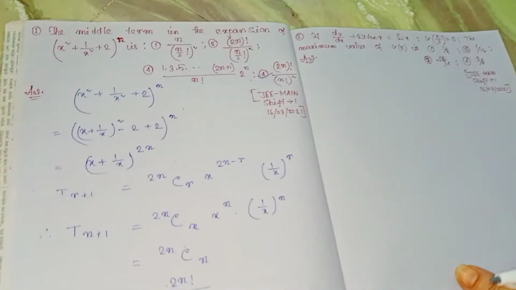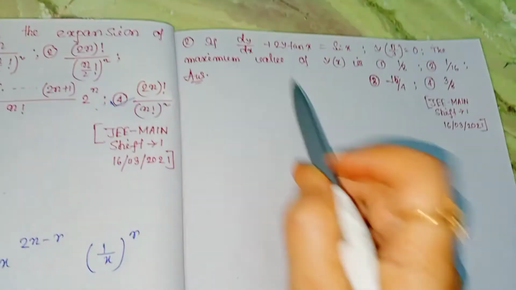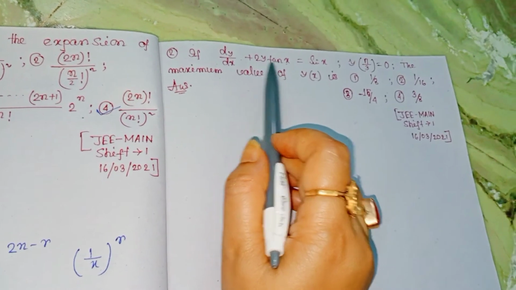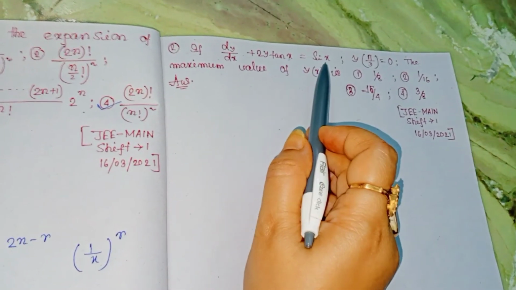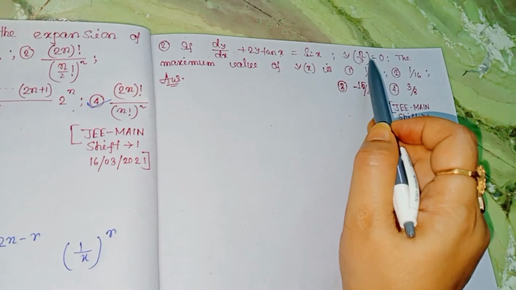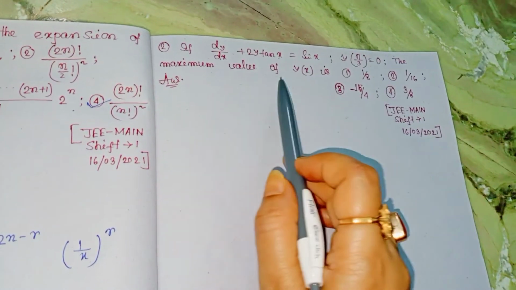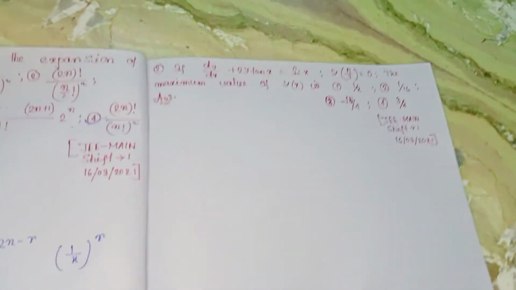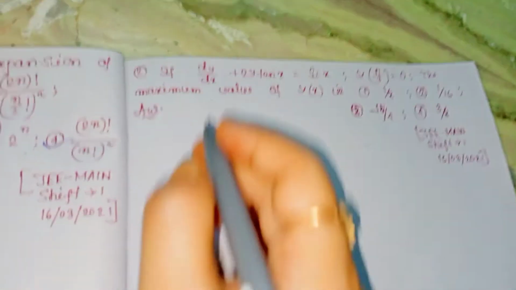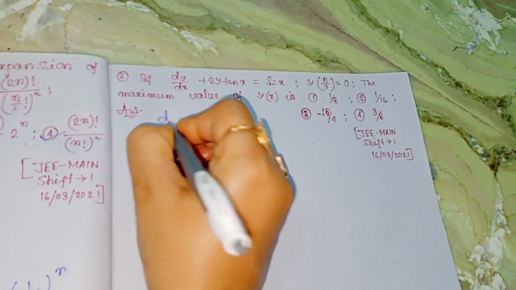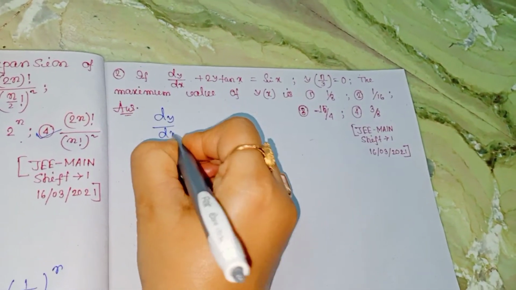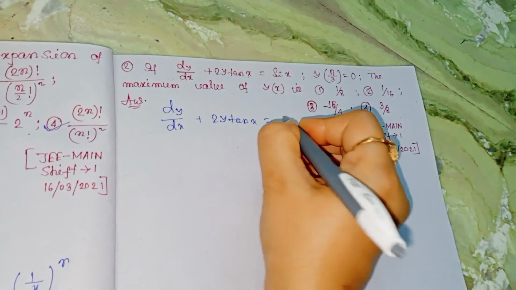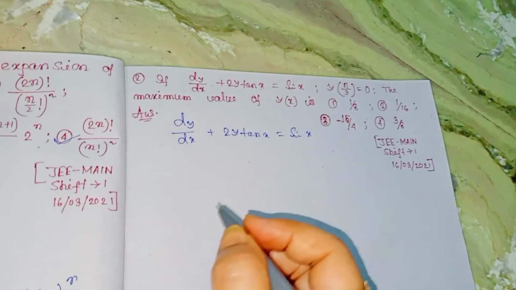Now moving to question 2. If dy/dx plus 2y tan x is equal to sin x and y(pi/3) is equal to 0, the maximum value of y(x) is, 4 options are given. So this is the question in the topic of differential equation. At first the given differential equation is dy/dx plus 2y tan x is equal to sin x.